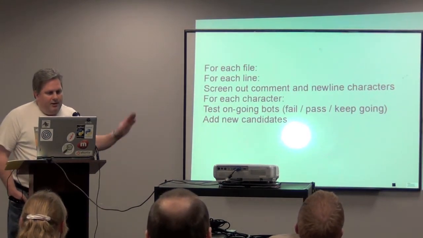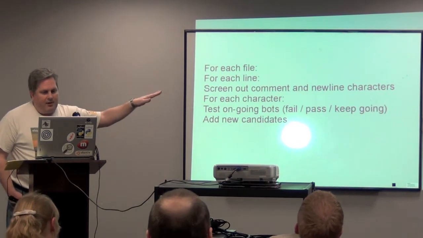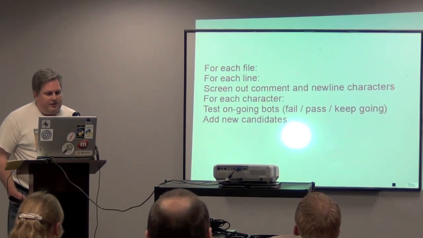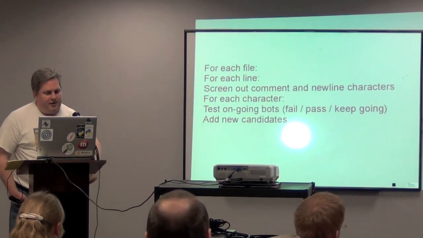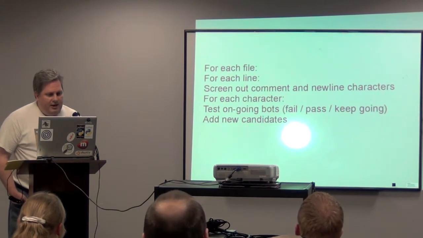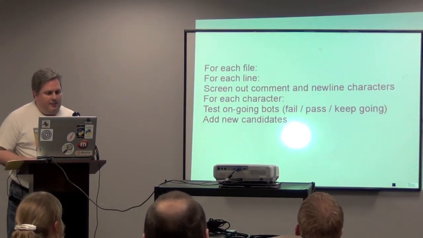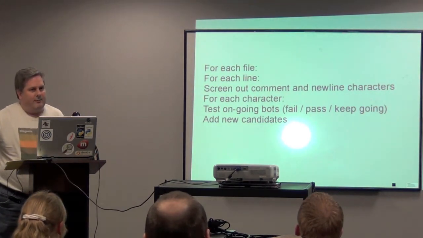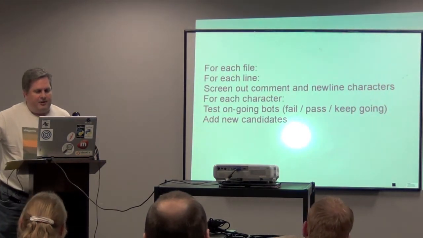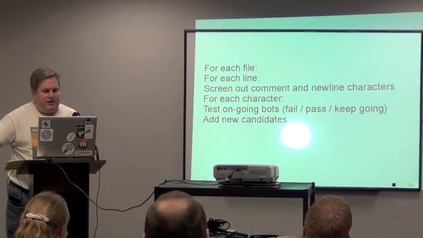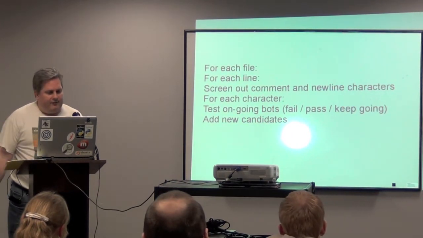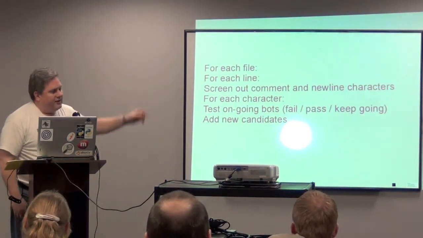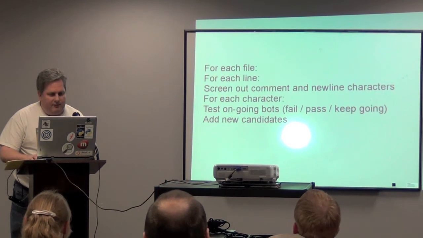Okay, so the program again. For each file, for each line, clean up the line, filter out the comment lines, get rid of the newline characters. In this case, it turned out I had to upcase everything on a line-by-line basis. Then for each character, test the ongoing bots, or whatever you want to call them. I started calling them objects. They're not rigorously objects, but they're objective. To see if they fail or pass or have to keep cooking. And then add new candidates as something starts matching the first character of the various motifs.